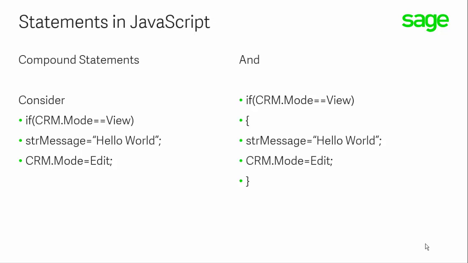If it is, then the second line will be processed. If the CRM mode does not evaluate to be in view mode, then the line would be skipped. But notice that there is another line which sets the mode to be edit, and that will always be carried out. So CRM.mode equals edit.